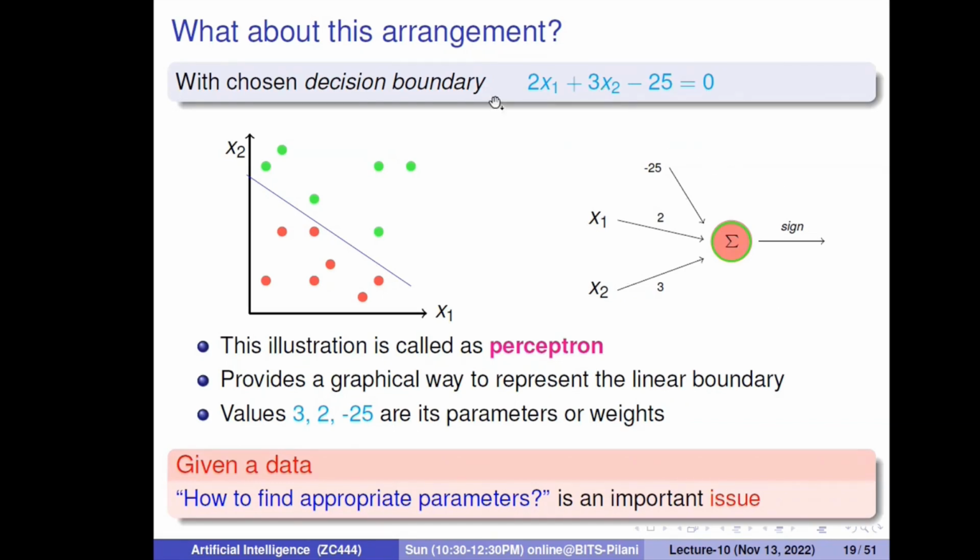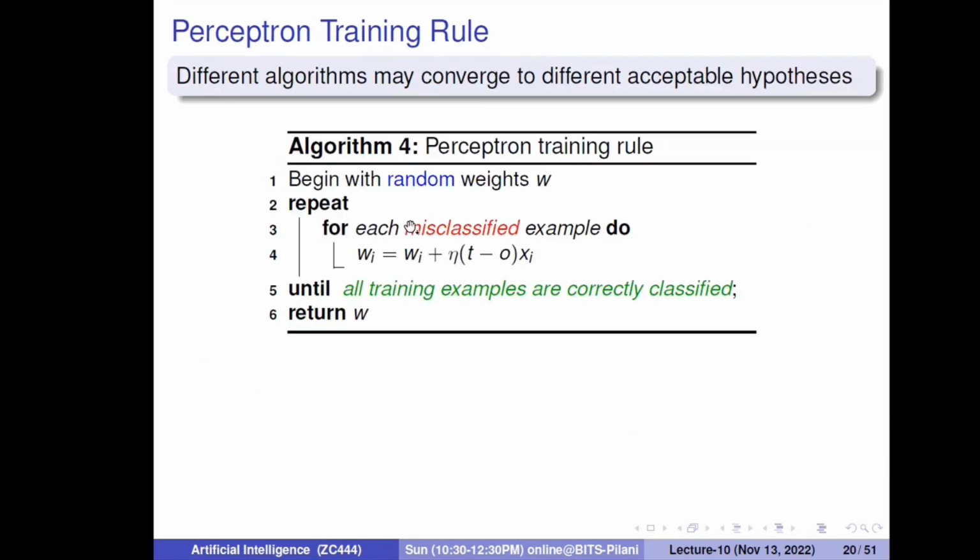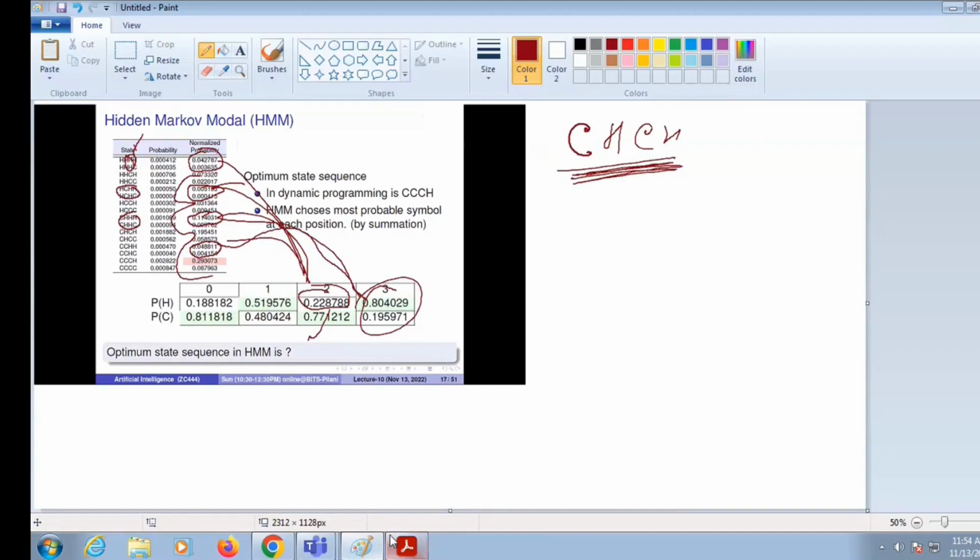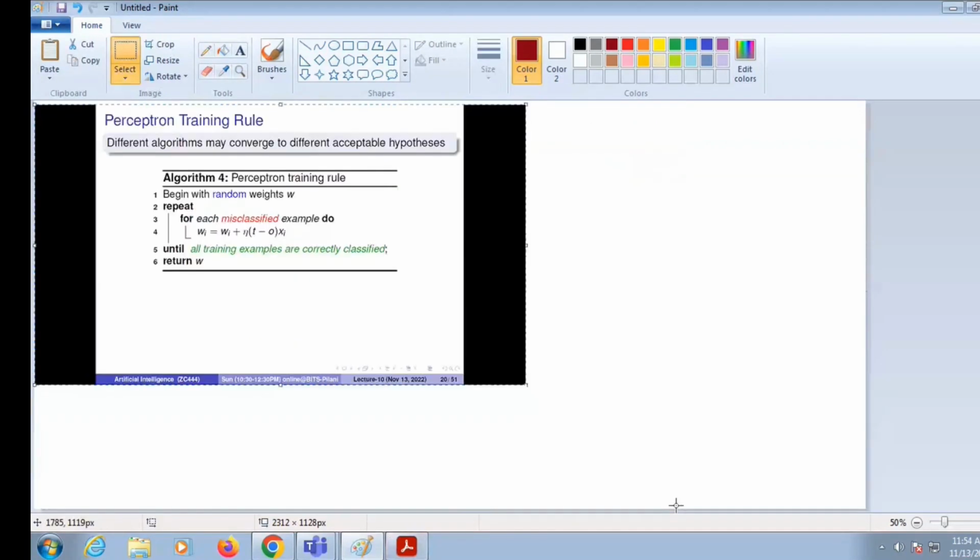You know that a perceptron is a linear decision boundary. Now, how to find the right values? This is the important algorithm called the perceptron training rule. It says that for the misclassified examples... what do I mean by a misclassified example? Let's assume that you have a database. On the database the points are given to you, and after that the classification is given, whether it is yes or no, or red or green, or whatever.